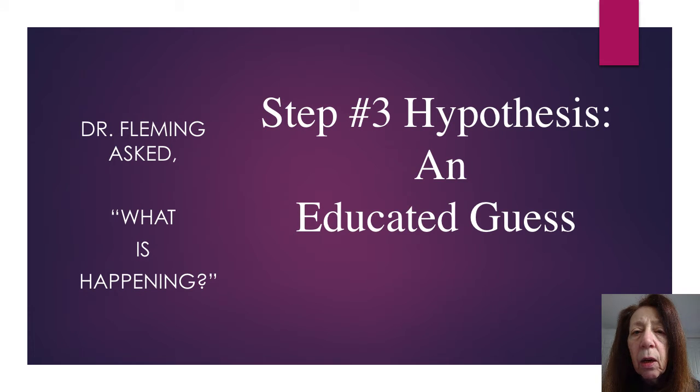Step 3, or the third part of the scientific method, is a hypothesis, which is actually an educated guess. What's happening? Why is this happening? So I need to continue to research to find answers to these questions. I think I might know, but I'm not sure. So I continue my research, I continue asking questions, and the goal is to prove what I think is happening. Hypothesis.